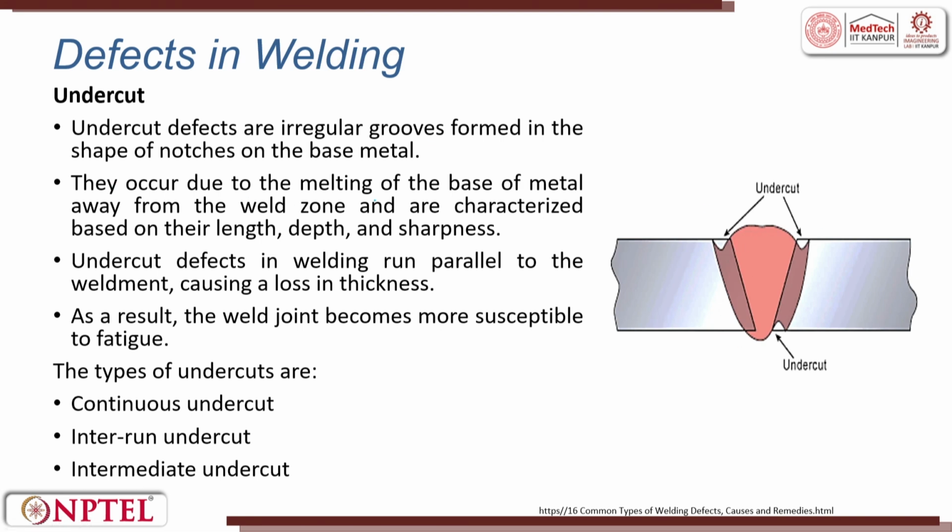They occur due to melting of the base metal away from the weld zone and are characterized based on the length, depth and sharpness. So, this is undercut. There are three types of undercuts: continuous undercut, inter-run undercut and intermediate undercut.